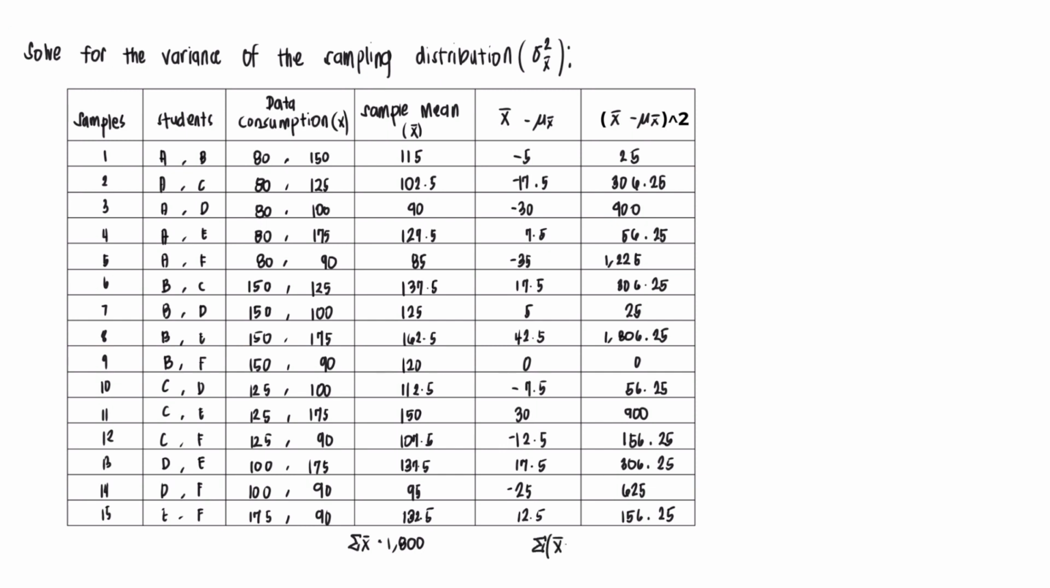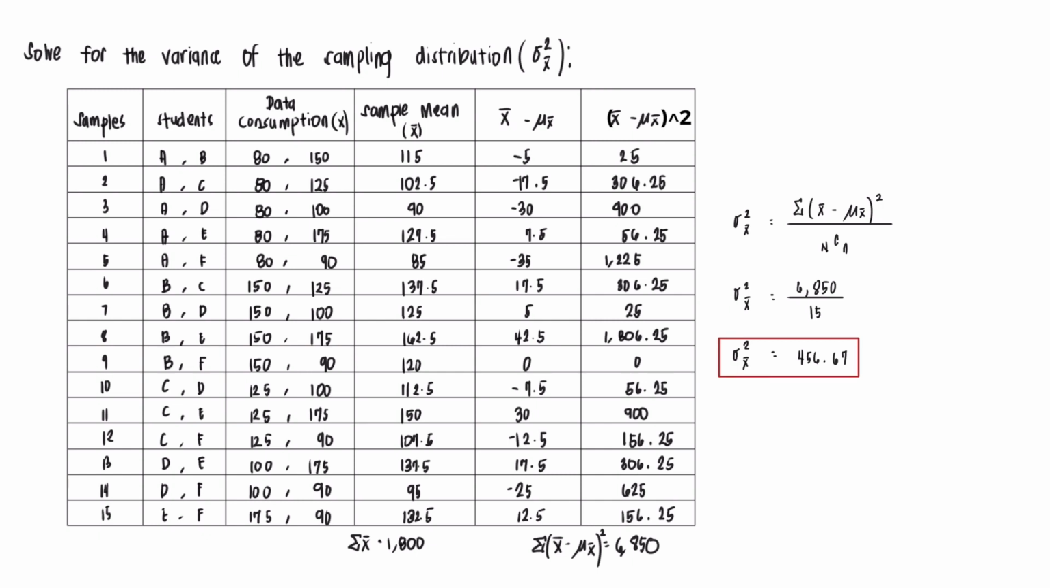Then find the summation of the sixth row. So we'll have 6,850. This will help us know the variance of the sampling distribution. Now using the formula of the variance of the sampling distribution, remember that the computed number of possible samples of size 2 is equal to 15. So in the numerator, we have 6,850, and in the denominator, we have 15. Simplifying this, we'll have 456.67, which means that the variance of the sampling distribution is 456.67.